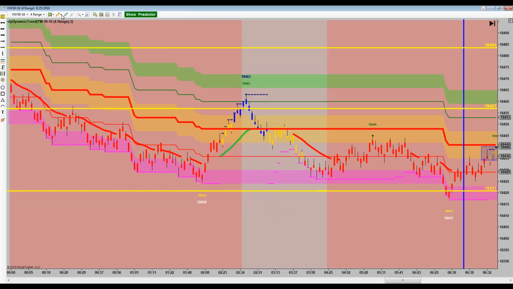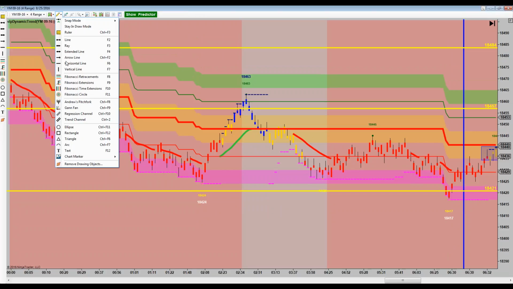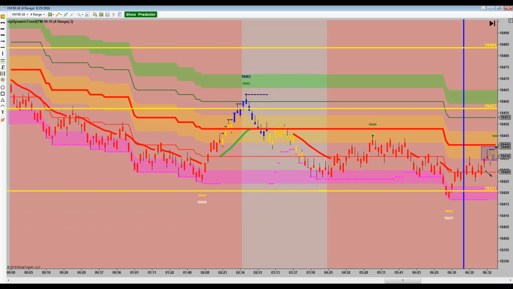All right. So we know resistance is up here, and we know support is down here. So our expectation getting into the trade is already set before we even take it. We're expecting a short, and we'll be lucky if we get 10, 12, 15 ticks, right?